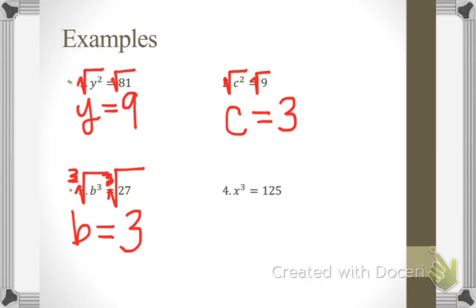Last example, number 4. The cube root of x cubed equals the cube root of 125. My radical and my exponent cancel, so I'm left with x. The cube root of 125, what times itself 3 times gives me 125? 5 times 5 times 5. So x equals 5.